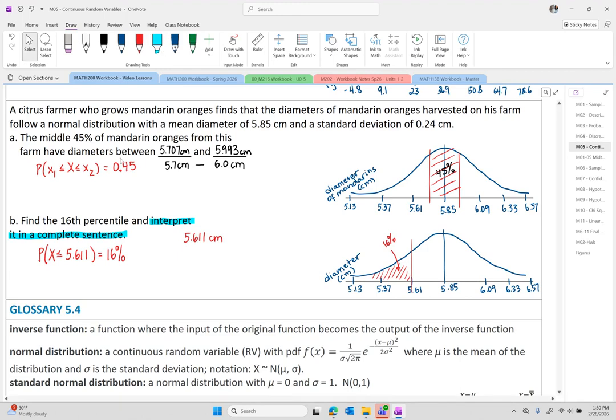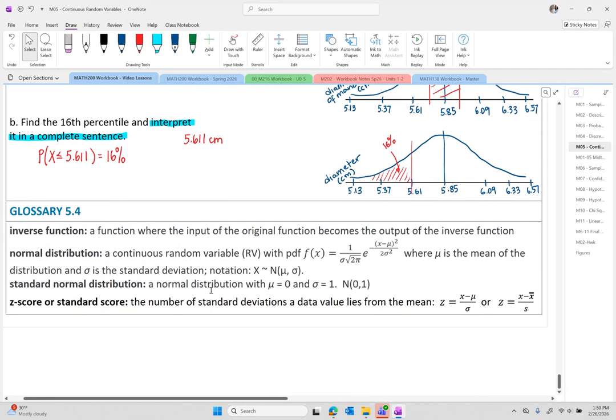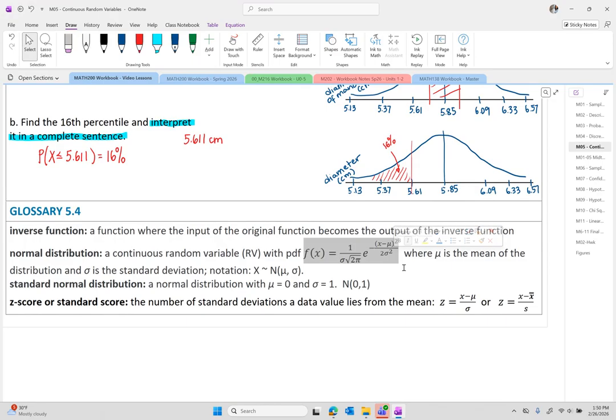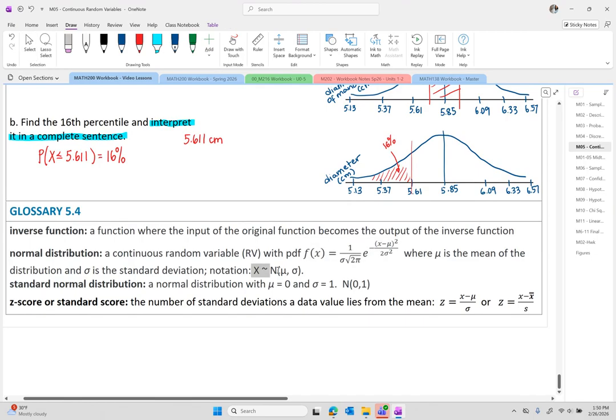As a reminder, in the glossary in this section we talked about inverse functions. This is how we find the percentiles. We talked about the z-score or standard score, and we talked about the normal distribution. We did not give you the formula for the normal distribution because it is very difficult to remember or to even use mathematically, and this is why we use technology. However, we do want to remember how to write that a variable follows the normal distribution with a mean of mu and a standard deviation of sigma.